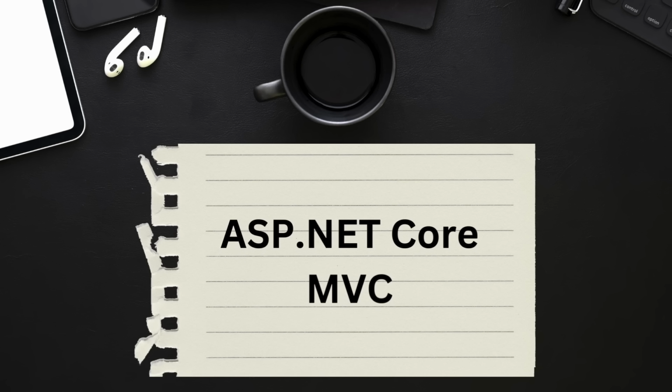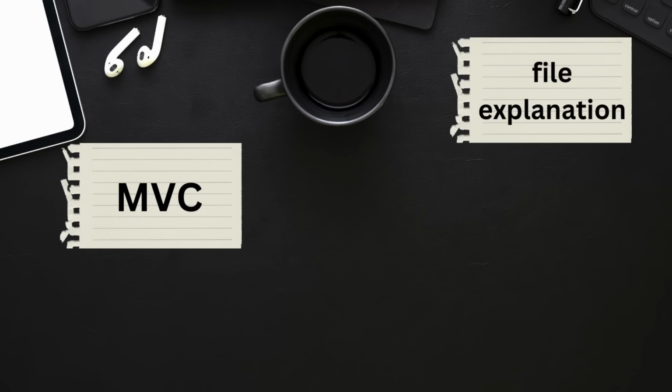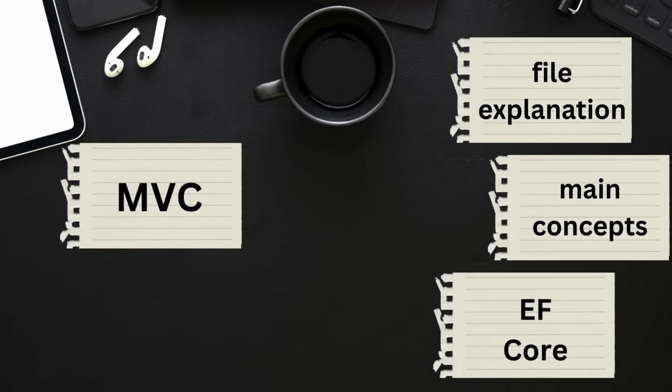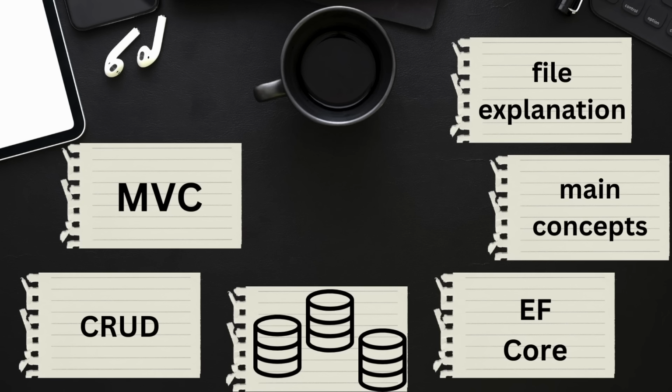We'll start by breaking down the entire MVC app structure, exploring every file, covering the main concepts you need to know, and then dive into working with databases using Entity Framework Core, from CRUD operations to complex database relationships. We will be using the latest .NET version, .NET 9, and it's going to be super simple.